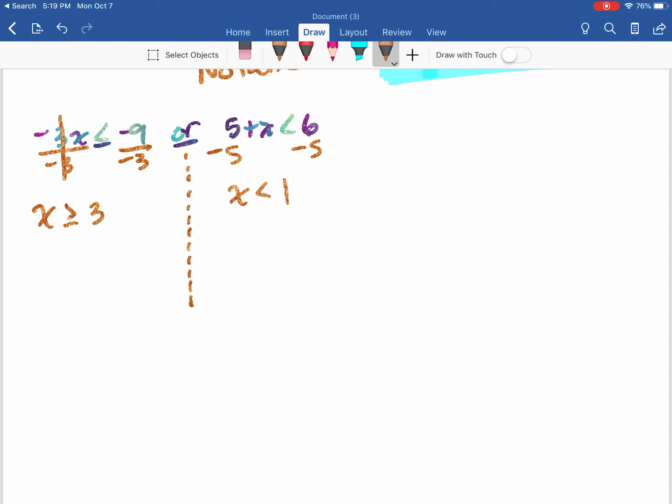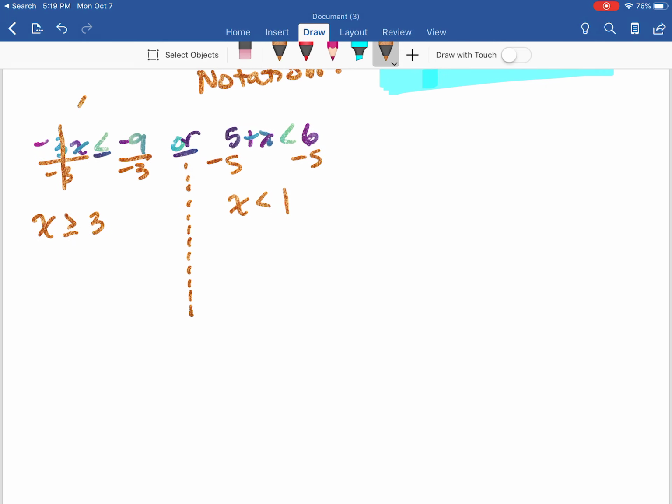Now, be very careful. This is like a STAAR question. I guarantee you you're going to see a question on the STAAR for 2019 or 2020, I mean. You're going to see it where you're going to have to flip the sign, where you're going to divide by a negative, and that's going to make you flip the sign.